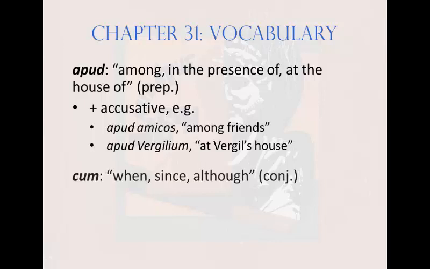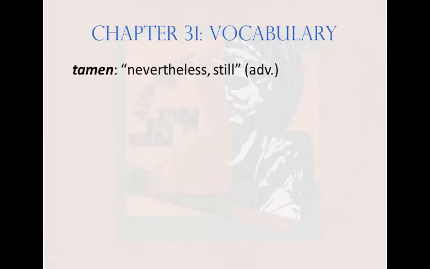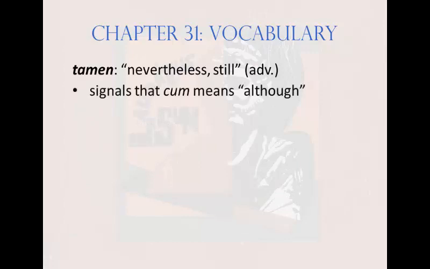Next is cum, the subordinating conjunction introduced above that means when, since, or although. The clause it starts usually contains a subjunctive verb. And when there's a tamen in the main sentence, the Latin adverb meaning nevertheless or still, the cum in the cum clause assumes the sense although. Tamen is technically post-positive. That is, it comes second in its sentence, although it can come first when the cum clause serves as the first element.